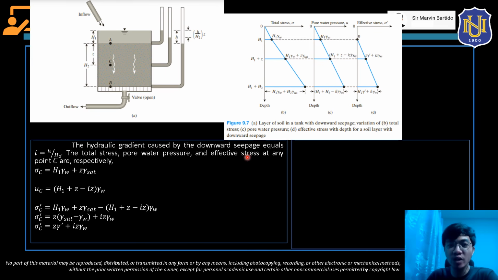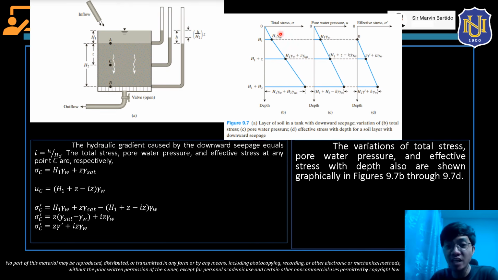Alright, so class, kung i-graph natin or ipa-plot natin yung mga stresses natin at different points, ito class yung kakalabasan. Okay, so same lang din naman ito ng pagpa-plot natin with seepage, without seepage, with upward seepage. Kunin mo lang yung total stress at point A, point C at saka point B, yung pore water pressure sa point A, point C, point B, tapos yung effective stress. So, ito class yung variation nung total stress, pore water pressure, and effective stress with depth. So, shown siya dito.